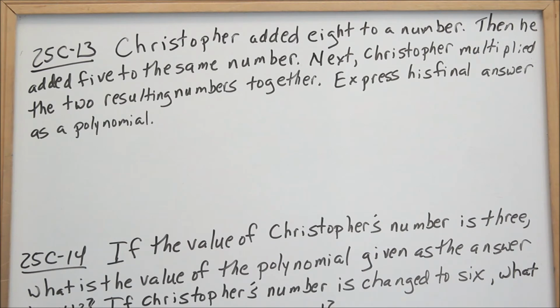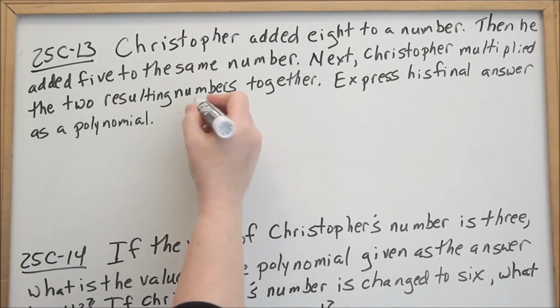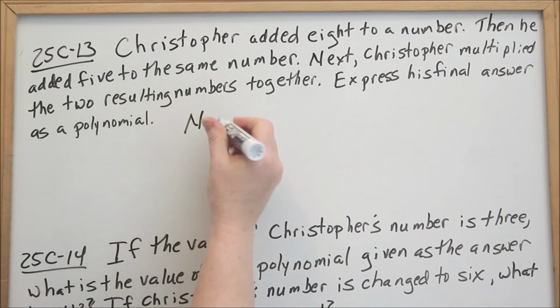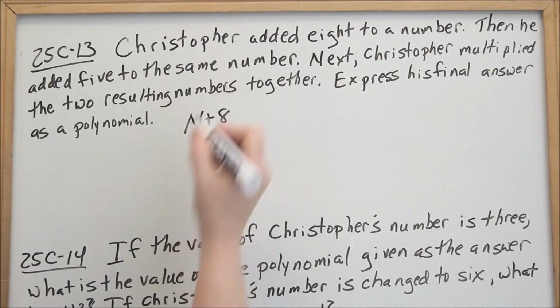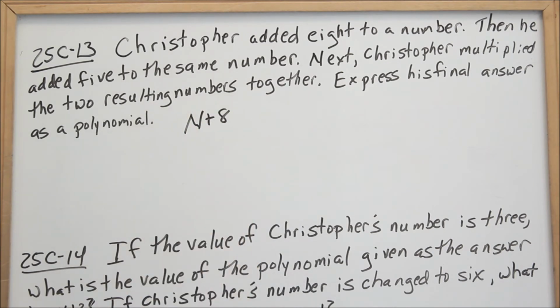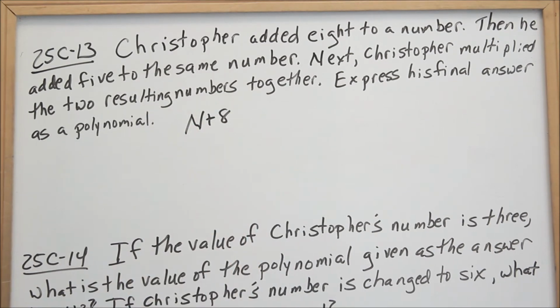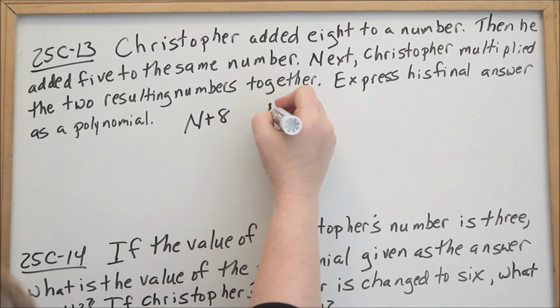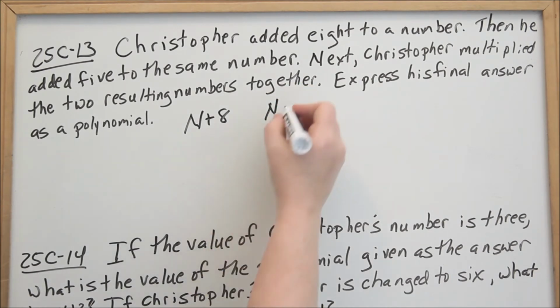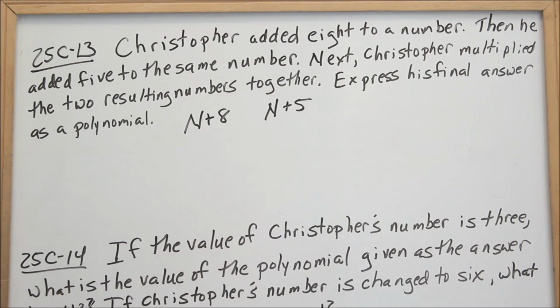Okay, we're dealing with a number, so you need to decide what letter you want to represent your number. I'm going to use N for number. So the very first sentence says, Christopher added 8 to a number. Okay, so if I'm going to take a number, N, and then I'm going to add 8 to it. Okay, it said then he added 5 to the same number. Okay, so the same number, which is N, and now I'm going to add 5 to it. So I have those 2 binomials.